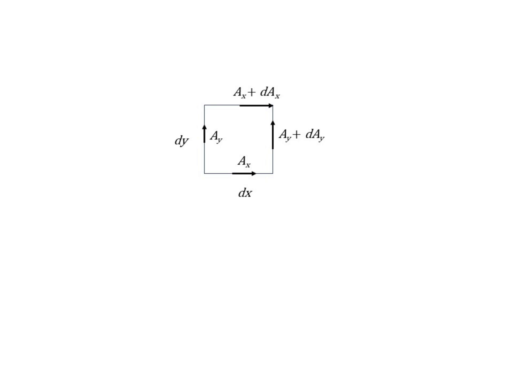In order to figure out the meaning of rotation, let us consider an infinitesimal square with the sides dx and dy. We will assume that the field has only two components Ax and Ay, and that these components change when moving by the distances dx and dy as depicted on the diagram.